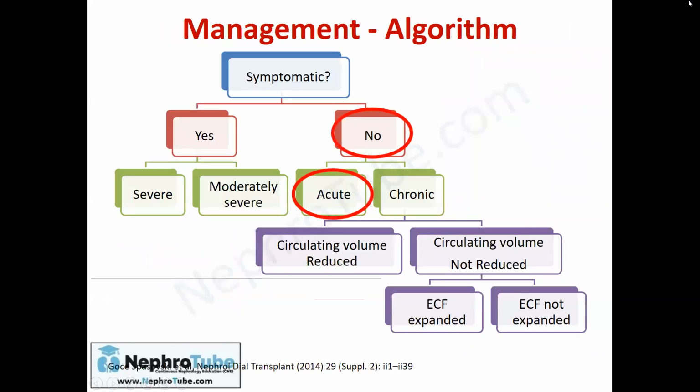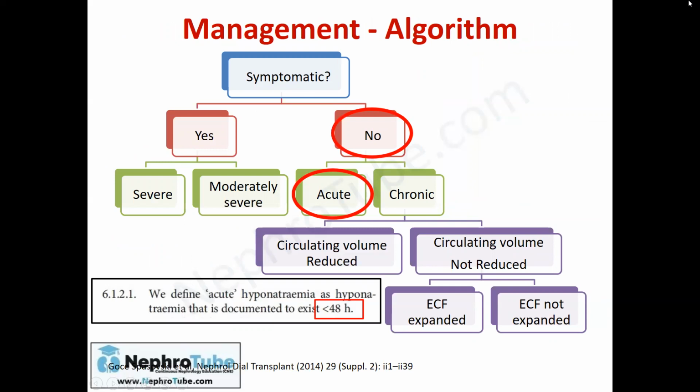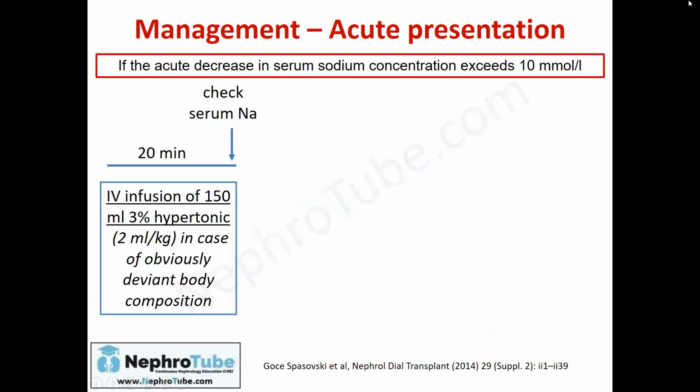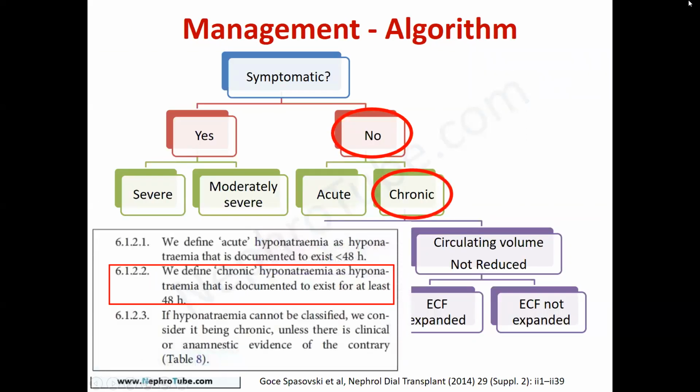If there are no symptoms, we have to ask ourselves: is hyponatremia acute or chronic? If it is acute, that means the patient developed hyponatremia in less than 48 hours. If the acute decrease in serum sodium concentration exceeds 10 millimole, we will give the patient only one infusion of 150 ml of hypertonic saline over 20 minutes. If the patient developed chronic hyponatremia, it means the patient developed hyponatremia over more than 48 hours.